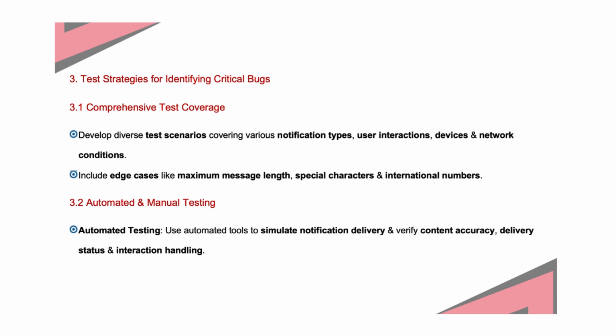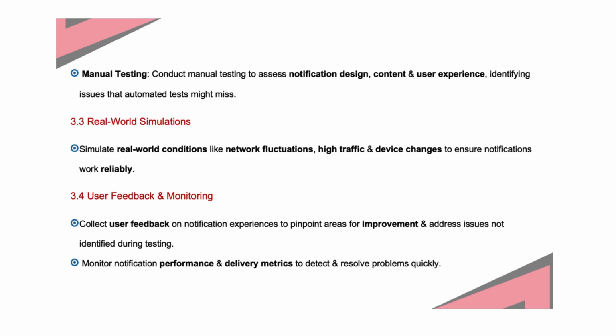Next one is automated and manual testing. Automated testing: use automated tools to simulate notification delivery and verify content accuracy, delivery status, and interaction handling. Manual testing: conduct manual testing to assess notification design, content, and user experience, identifying issues that automated tests might miss.